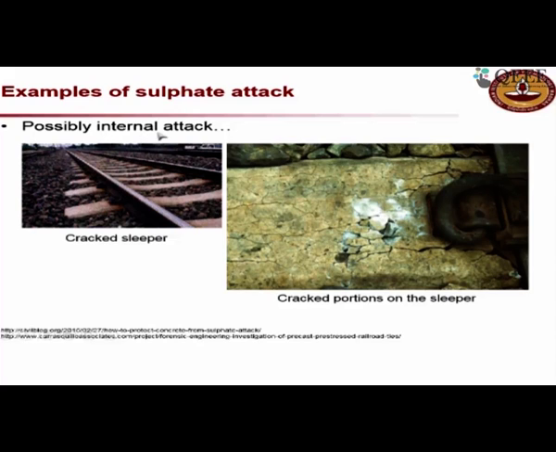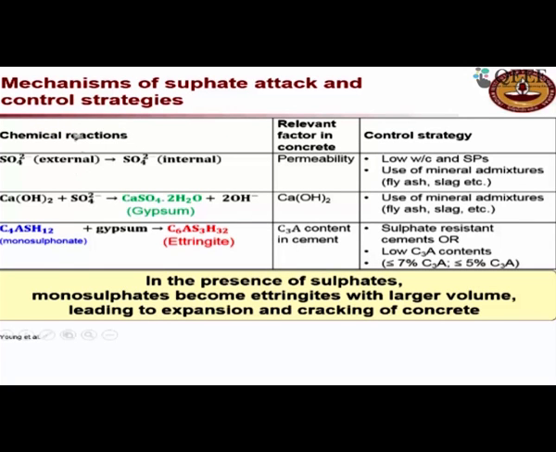Here I have mentioned that it could be internal attack. In all the examples which we mentioned in the previous slides, most of them could be due to external attack, meaning the source of sulfate is outside the concrete. Here we are giving you an example where the source of sulfate is from within the concrete, which we call delayed ettringite formation, which I will talk about more later. But the point is, the sulfate could be either within the concrete or from outside the concrete. Now let's see what the reaction mechanism is in this sulfate attack.